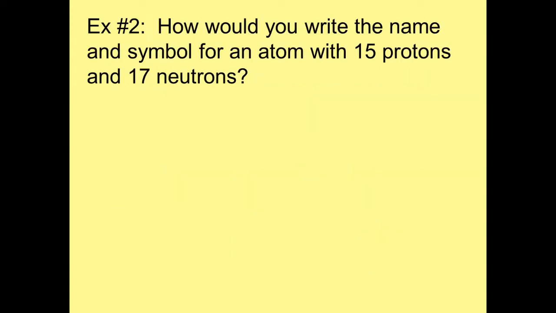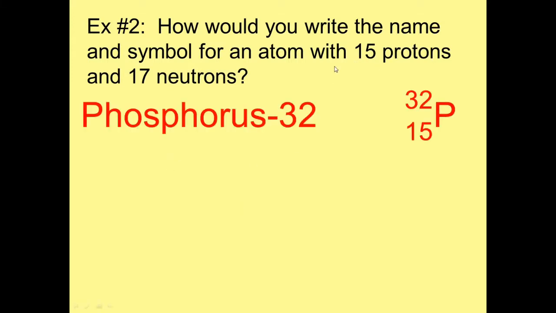How about another example? What if an atom has 15 protons and 17 neutrons? 15 plus 17 is 32, and it's number 15, so we would name it phosphorus-32. The 32 would go in the upper left corner, and the 15 would go in the lower left corner of the P.